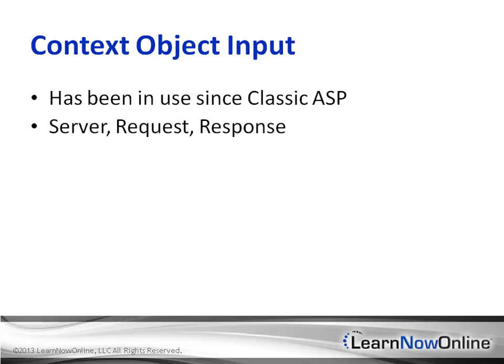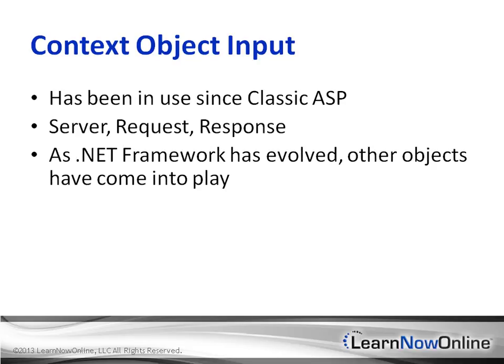Whenever you make a request, there are pieces of information tied to that request. In classic ASP, you might remember dealing with, say, the request object or the server object or the response object. And these are really, if you think about them, collections of environmental variables that gave you information about the request. Well, as the .NET framework has evolved, other objects have also come into play. So we're not just limited to these anymore. There's a few other things.